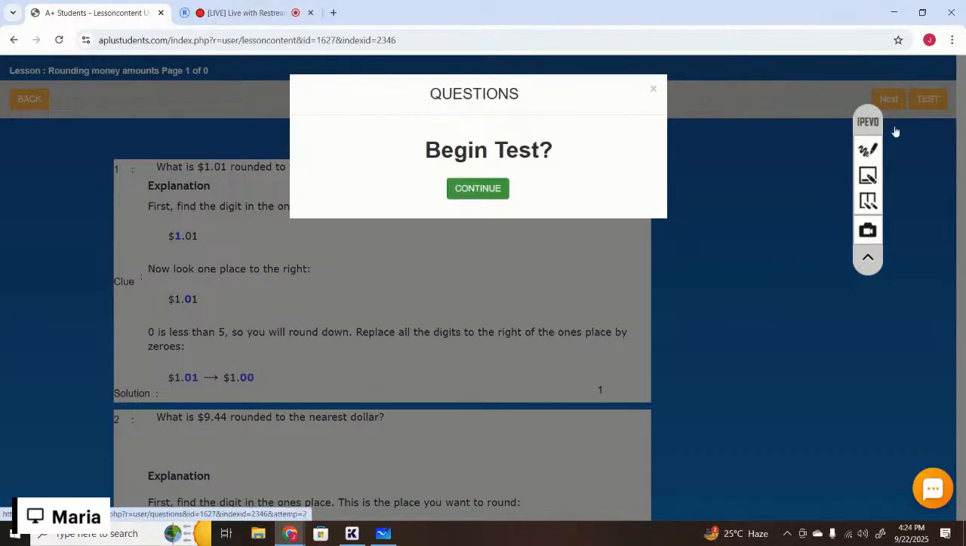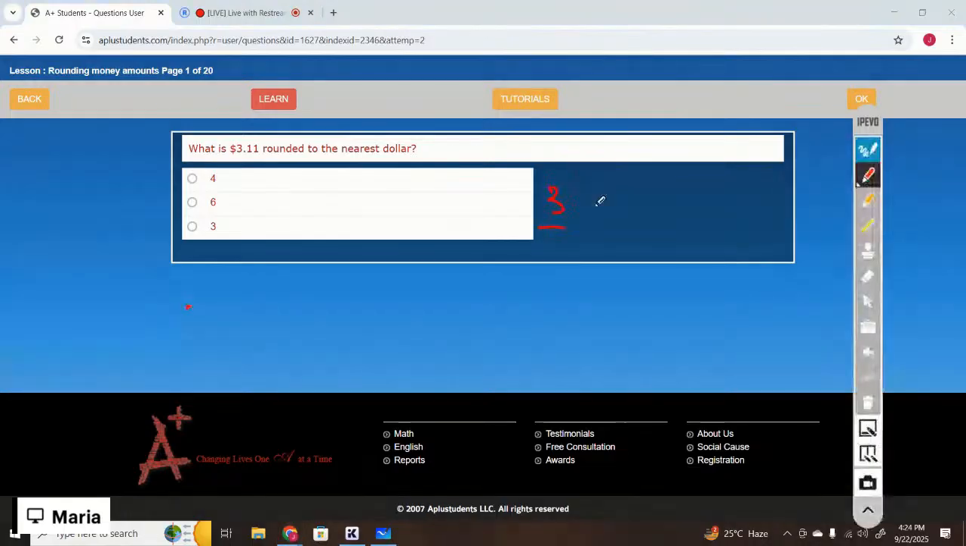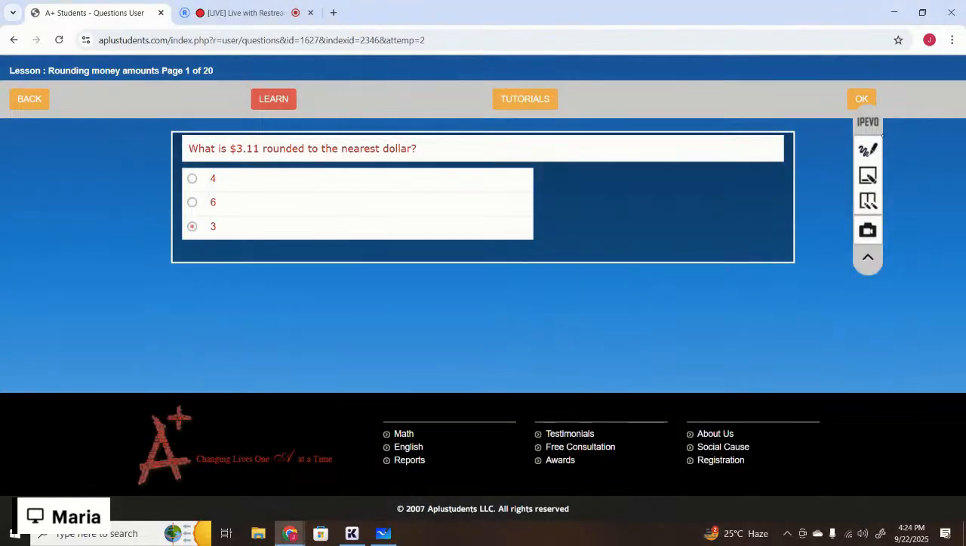Let's just start with the test questions. What is 3.11 rounded to nearest dollar? So we need to round it to the nearest dollar, right? So 3 is the dollars and 0.11 is the cents. So right after the decimal point, we have 1. 1 is less than 5, right? So 3.11 is rounded to 3.0, because 1 is less than 5. So you need to round on the same whole number. So that is 3. Option number 3 is the correct option.